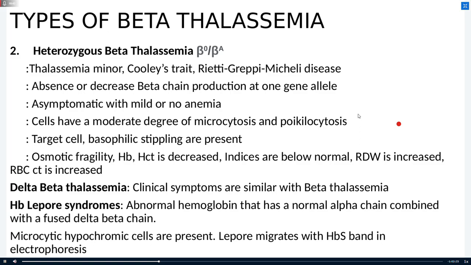The variation of your heterozygous beta thalassemia will be your delta beta thalassemia. Clinical symptoms are similar with your beta thalassemia. Another one will be your hemoglobin Lepore syndrome. Abnormal hemoglobin that has a normal alpha chain combined with a fused delta beta chain. So ang itsura niyan class would be two alpha chains, tapos meron siyang delta and beta chain. That is your hemoglobin Lepore.